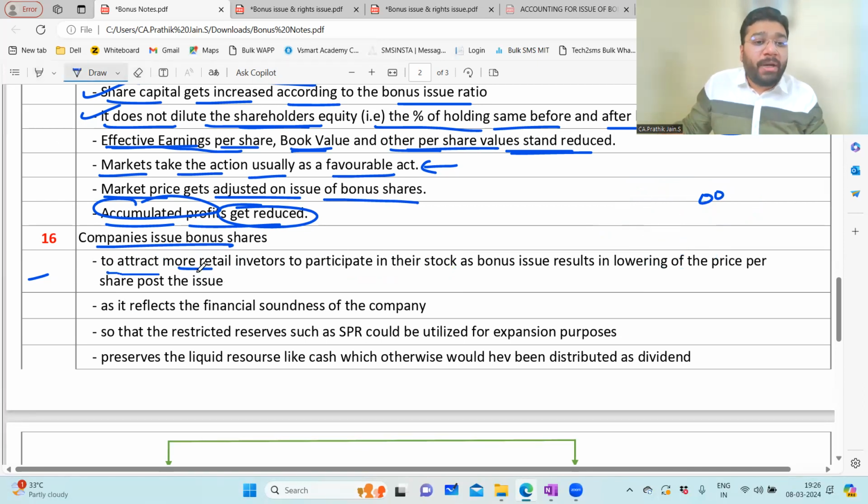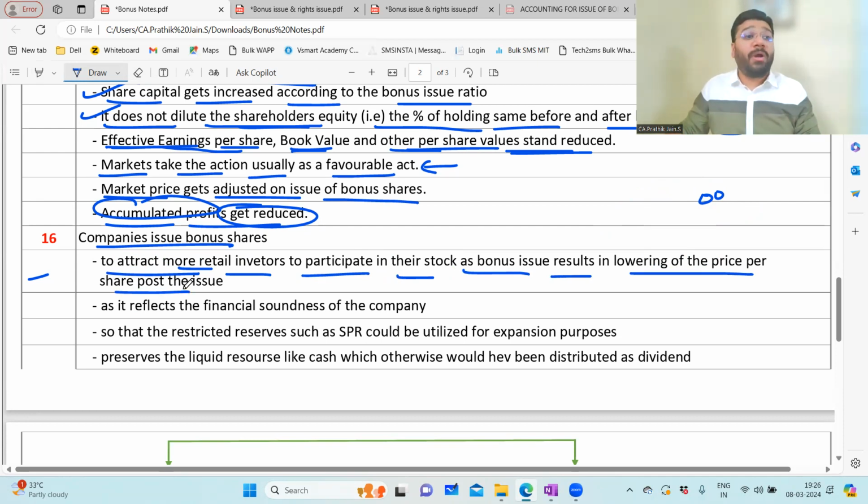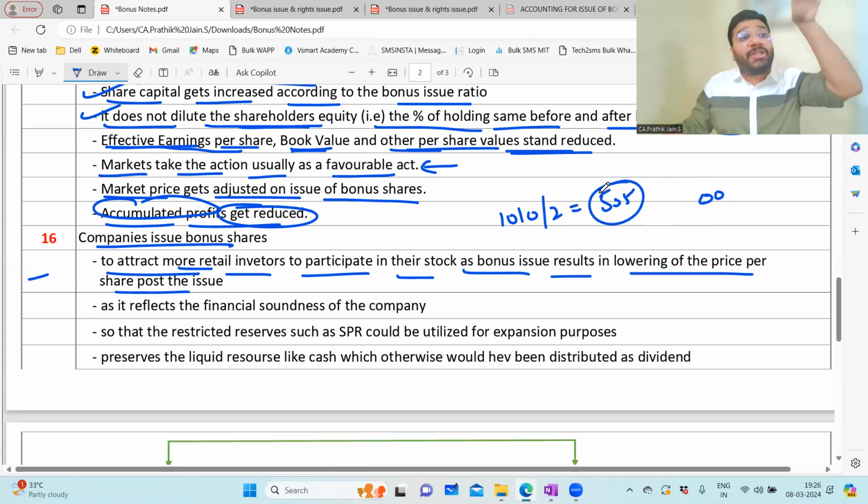To attract more retail investors to participate in the stock, as the bonus issue results in lowering of the price per share post issue. Now, one more point here is what? Initially my share price was 1,010 rupees. The moment I issued the bonus share, I divided by 2 because I issued bonus in the ratio 1:1. So divide by 2. So how much is the price per share now? 505.